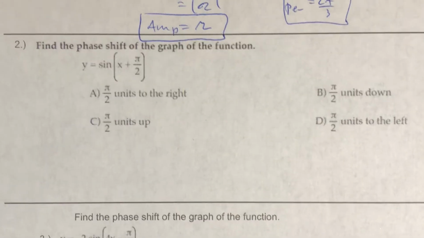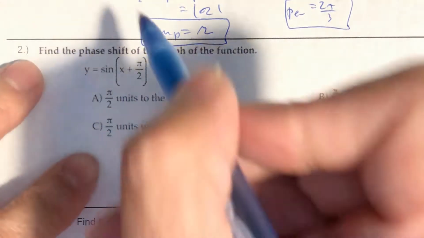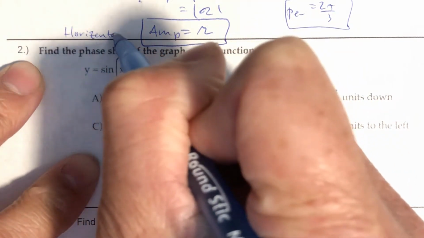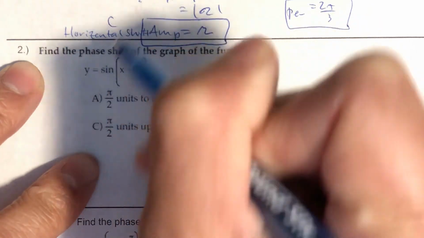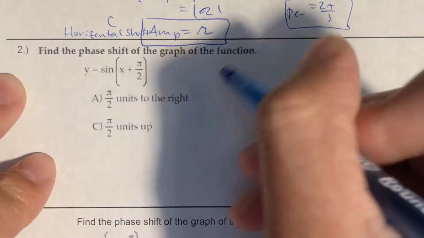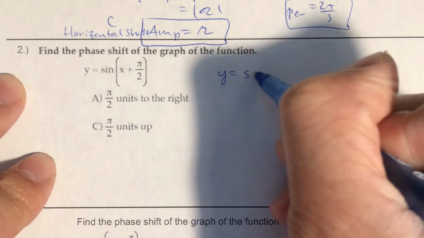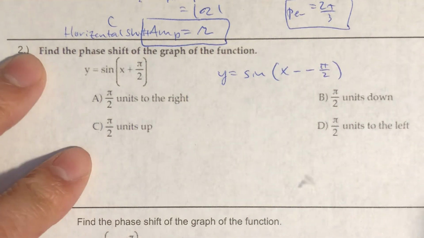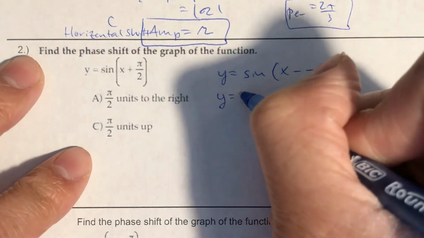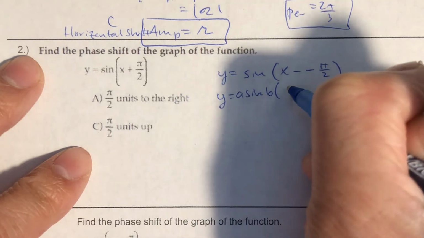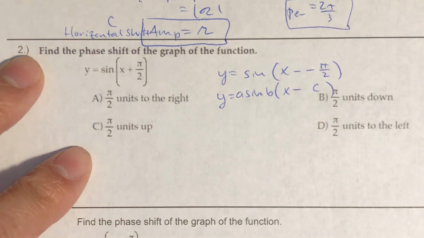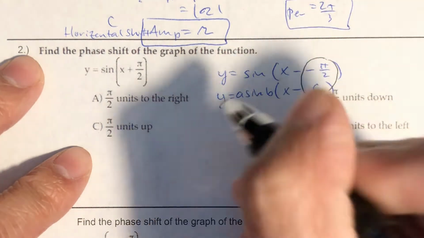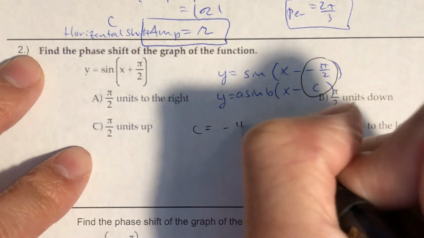Question number 2. Find the phase shift. The phase shift is the same thing as a horizontal shift. And you should really be thinking of the letter C. So I'm going to take this equation, sine x minus pi over 2. And the reason why I did that is so that when I write my letters, a sine b x minus c, you'll recognize that the c value is negative pi over 2.